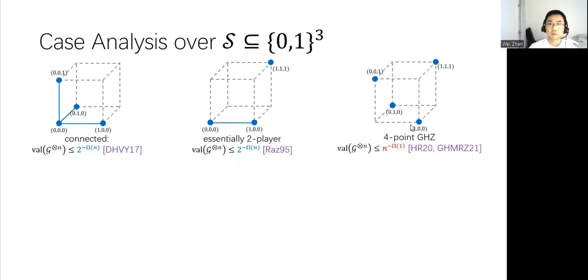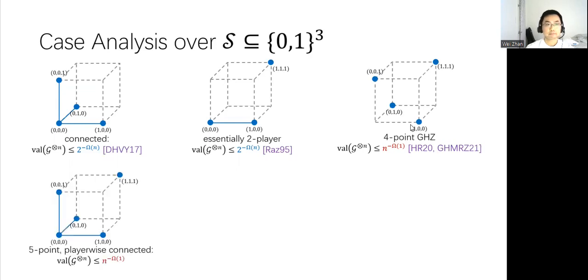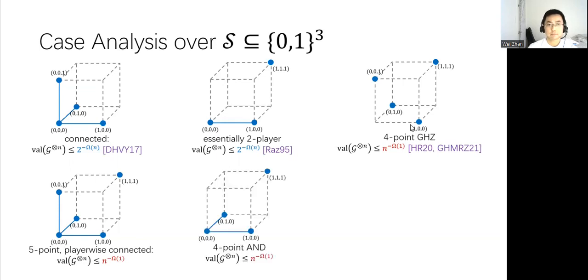The first one is the 4 points that always have odd parity. This is the support for the GHD game, and the polynomial decay bound was proved for all games with this support, first by Holmgren and Raz, and then we found a simpler way to prove it. Next is the 5-point support, and it turns out to be player-wise connected, because when you project it to each player's input set, which is now just two vertices, 0 and 1, there is indeed an edge connecting them. So we have a polynomial bound that holds actually for every player-wise connected game.